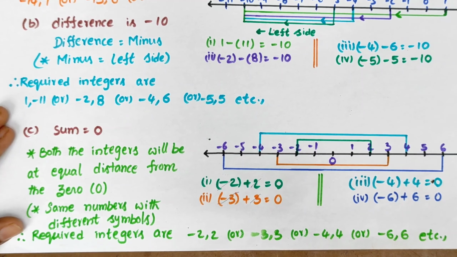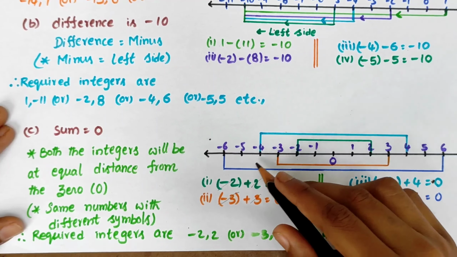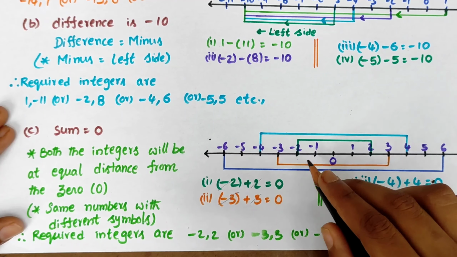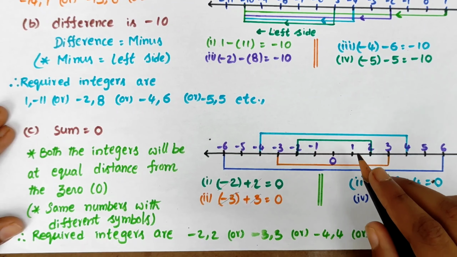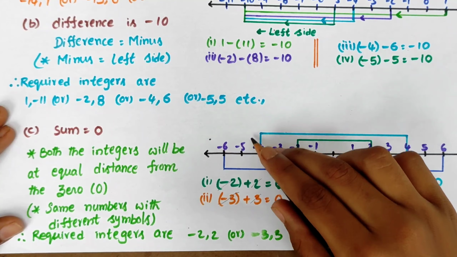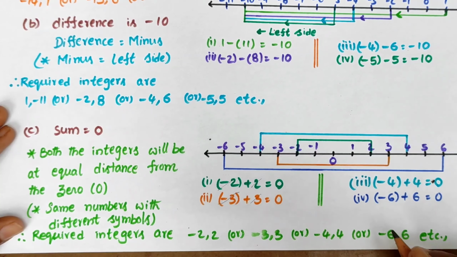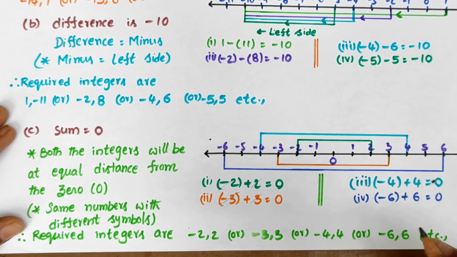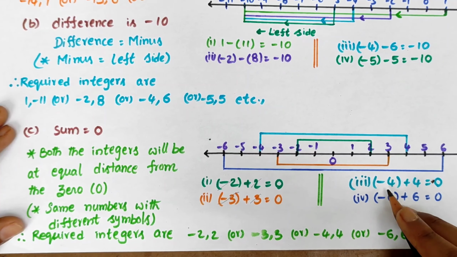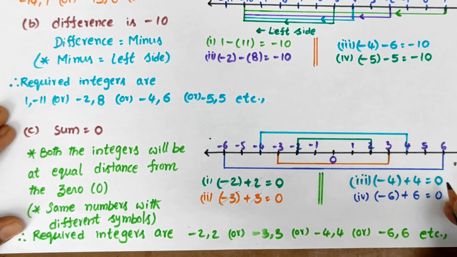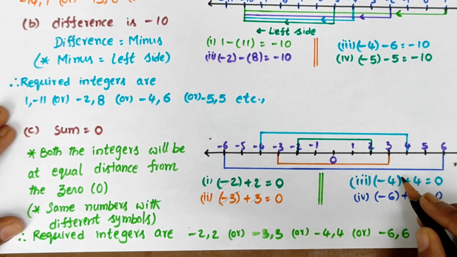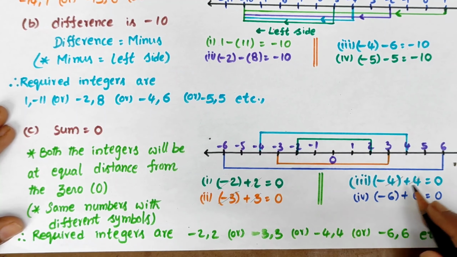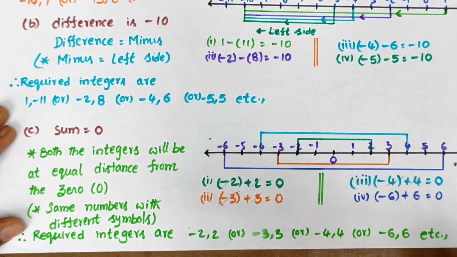Okay, now let us take minus 4. Minus 4 is 1, 2, 3, 4 and 1, 2, 3, 4. So this is an equal distance from 0, 4, 4. It is an equal distance from 0. So minus 4 plus 4 is equal to 0. Or we can cancel them. Minus 4 plus 4 get cancelled and it is 0.